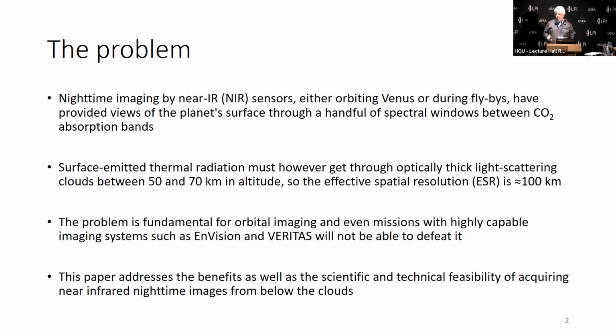Problem is that to do it from orbit, surface thermal radiation must get through an optically thick light scattering cloud layer between 50 and 70 kilometers in altitude. And this degrades the spatial resolution of the images to around 100 kilometers. This problem is fundamental. It's not something that'll be fixed by future missions with better instruments. And so we've been looking at the scientific and technical feasibility of acquiring near-infrared nighttime images from below the clouds.